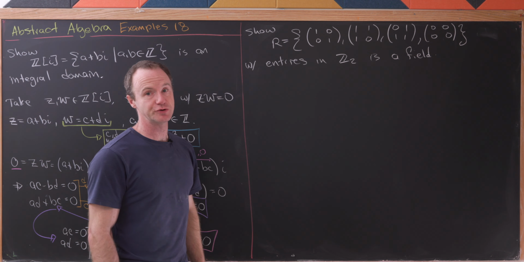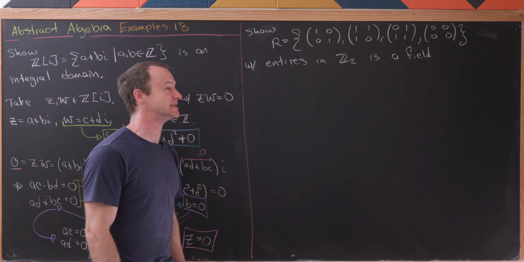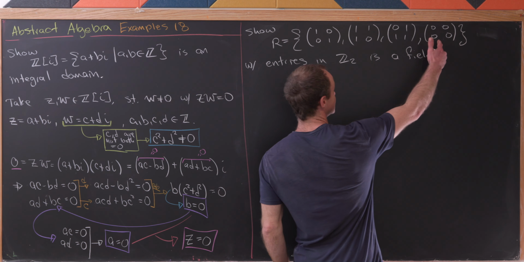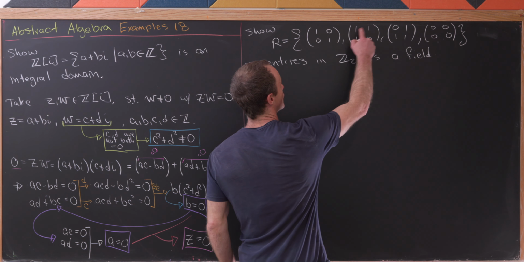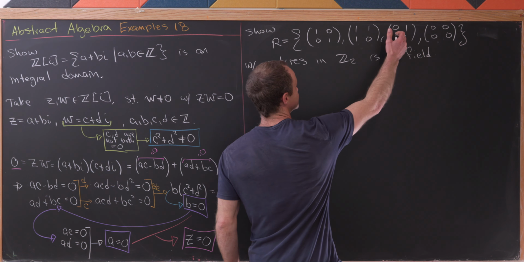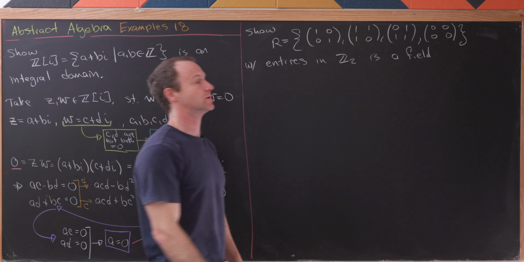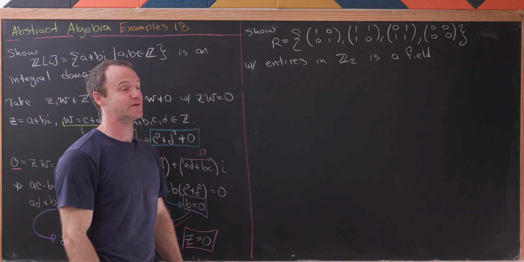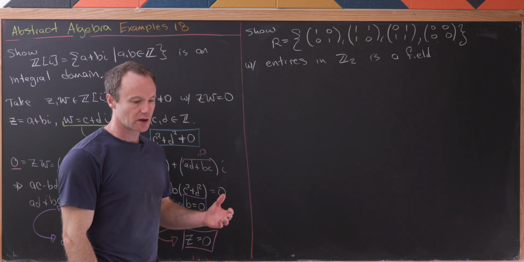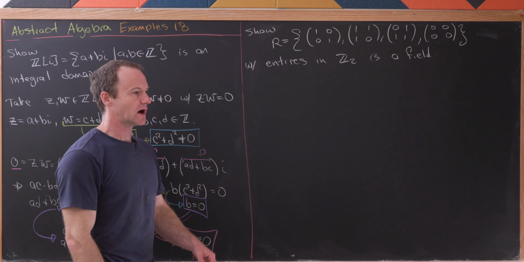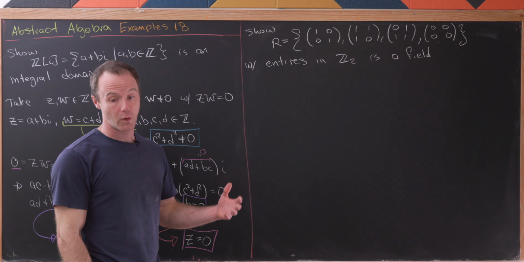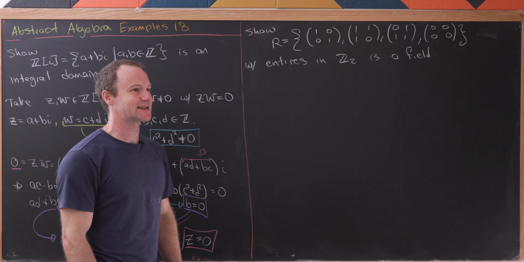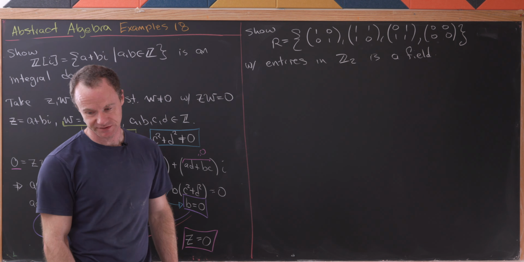Now, moving on to the second equation, we have this ring that I'll call R, and it's made up of 4 2x2 matrices with entries in Z2. So we have the identity matrix, we have the 0 matrix, and we have this matrix here 1, 1, 1, 0, and this matrix here 0, 1, 1, 1. And what we'd like to show is that this is indeed a field. So recall, in order to be a field, it must be a commutative ring with 1, and every non-zero element must have a multiplicative inverse.